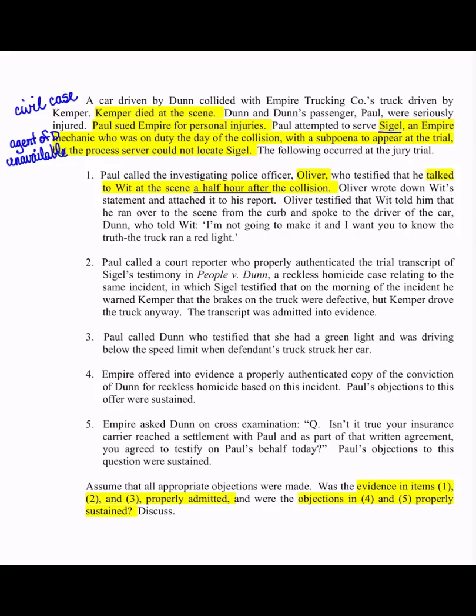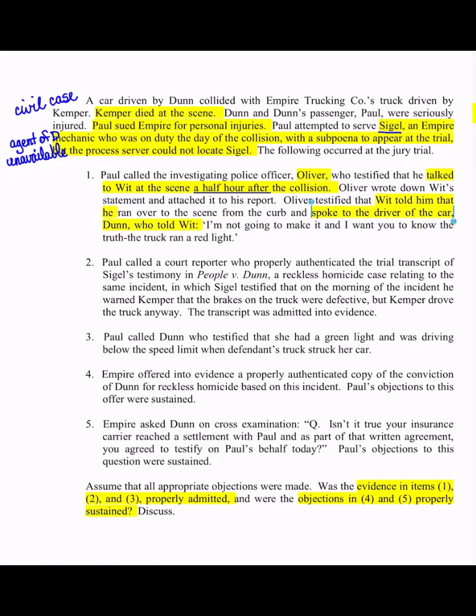Well, that statement is an out-of-court statement. Oliver testified that Witt told him that he ran over to the scene from the curb and spoke to the driver of the car, Dunn, who told Witt, "I'm not going to make it, and I want you to know the truth. The truck ran a red light."